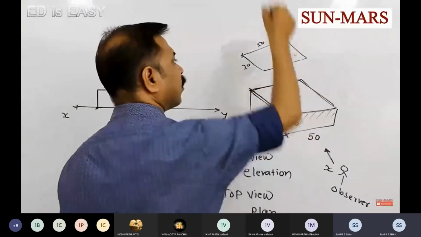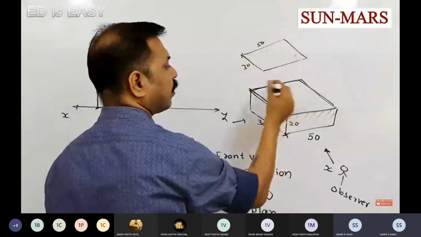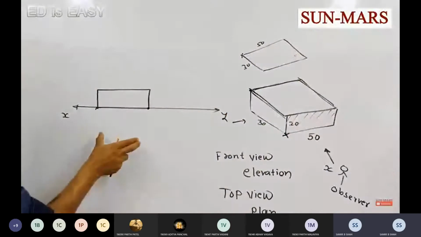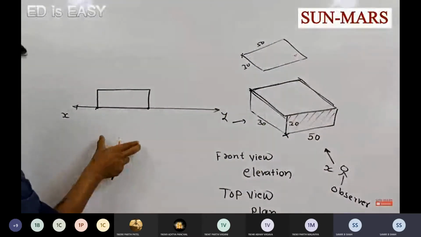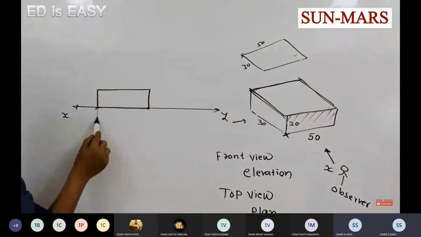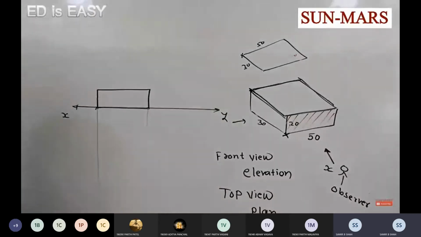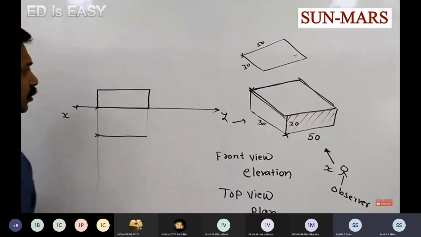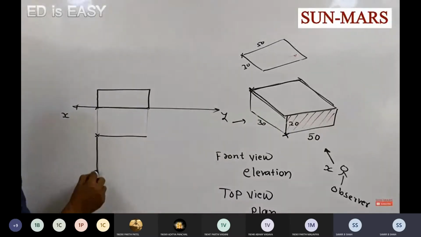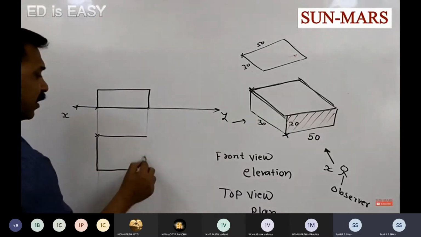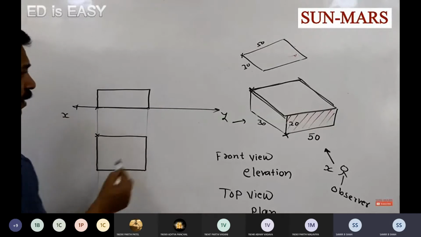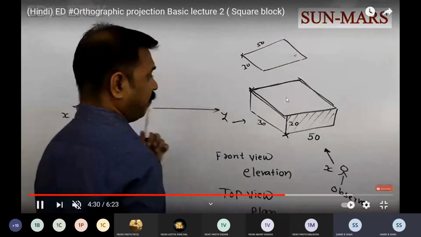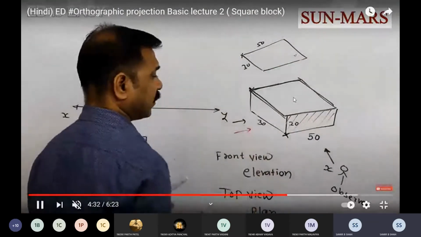Now we draw the extended projection of the front view. Every time you remember that your projection lines should be lighter, and definitely you know that this is 50 mm. Then the remaining width is 30 mm. So one rectangle is generated in the top view.